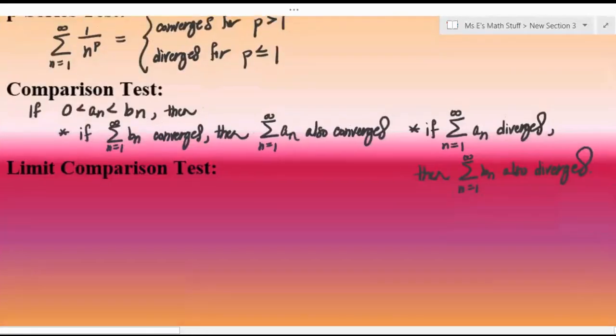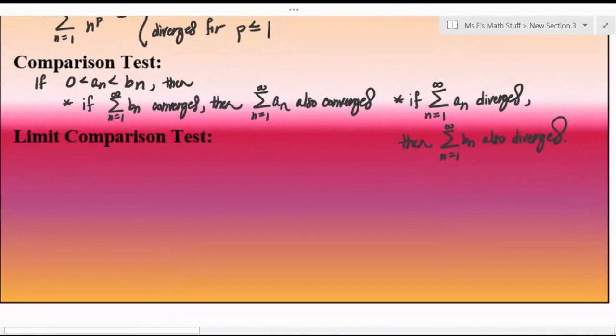There we go. Okay. And you'll just have to stay tuned for the next set of videos to learn about the limit comparison test. But don't forget to update your flashcard collection when you see it. Take care, everybody.